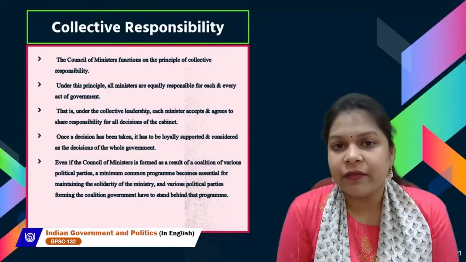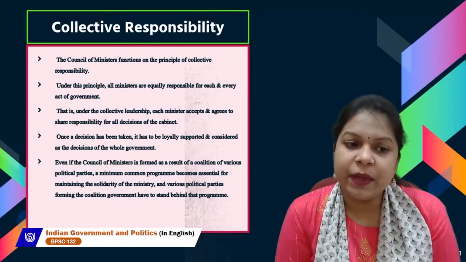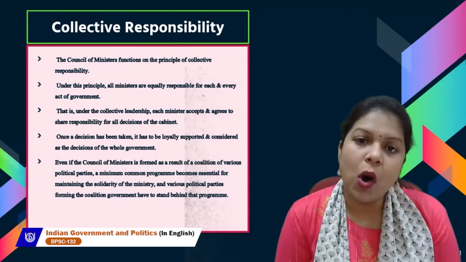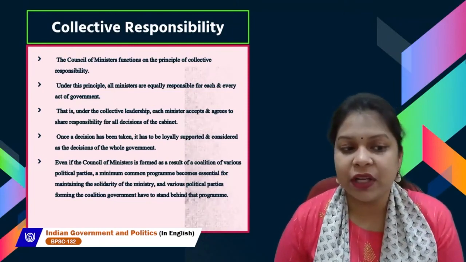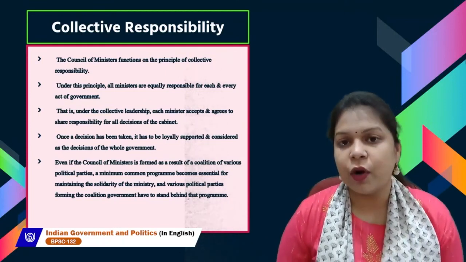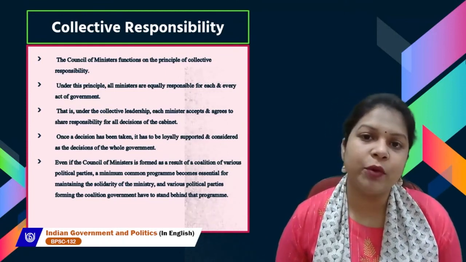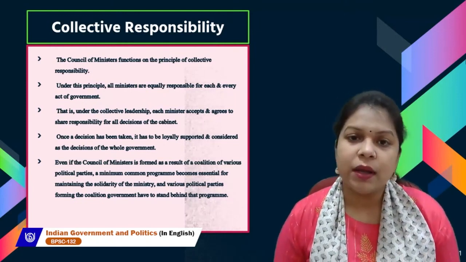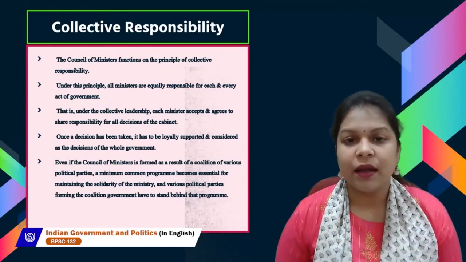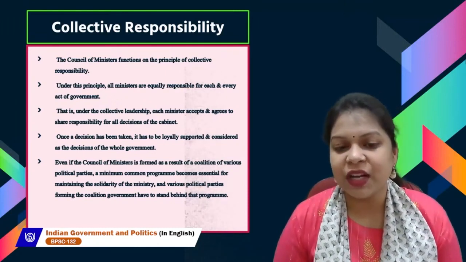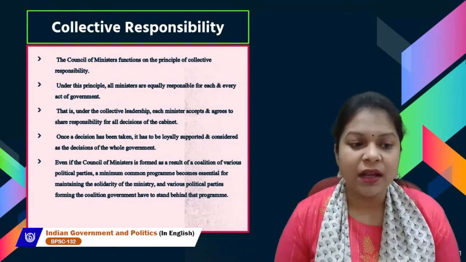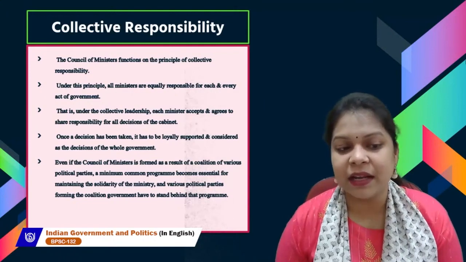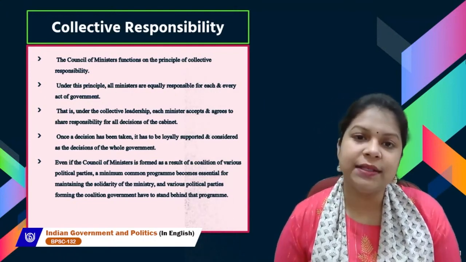Let's talk about the collective responsibilities. The Council of Ministers functions on the principle of collective responsibility. Under this principle, all ministers are equally responsible for each and every act of government. So whatever decisions, whatever policies and programs are undertaken by the government, there is a collective responsibility, and they are responsible for each and every decision or act of the government. That is, under the collective leadership, each minister accepts and agrees to share responsibility for all decisions of the cabinet.